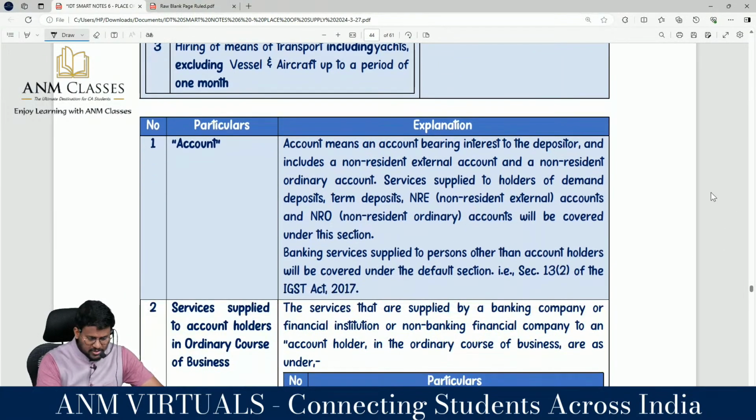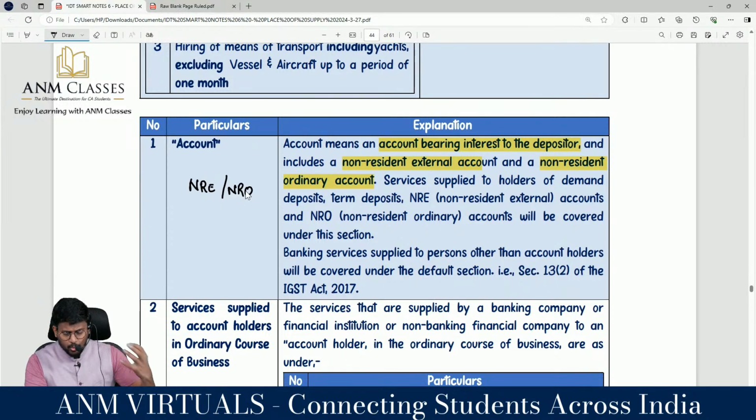What do you mean by account, sir? Account means an account bearing interest to the depositor and includes an NRE account and also an NRO account. So basically the account means here we are meaning NRE or NRO account. Service supplied to holders of demand deposit, term deposit, NRE that is non-resident external accounts or NRO non-resident ordinary accounts will be covered under this section.